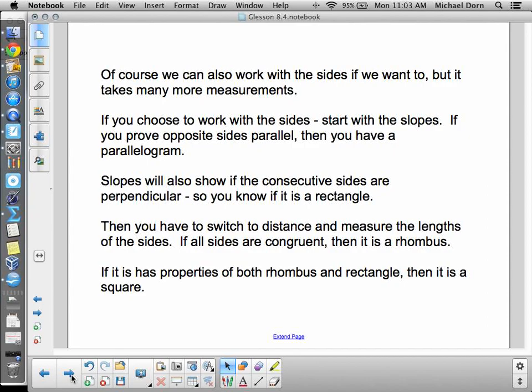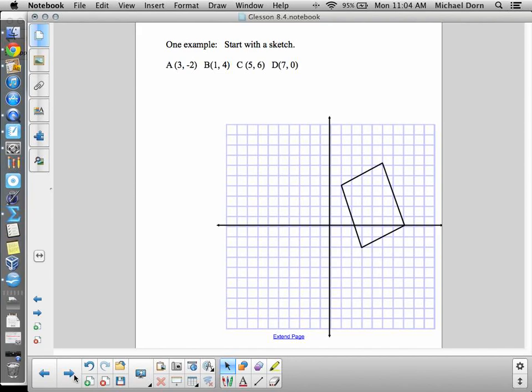But then you have to see if the side lengths are all the same or not, and that's distance formula. So it takes a little more work, because you have to find the slopes of all 4 sides and the lengths of all 4 sides. We don't worry about the midpoints of the sides ever with parallelograms and stuff. So you have to kind of look at doing more measurements if you're going to work with the sides in the coordinate plane. So here's the shape.